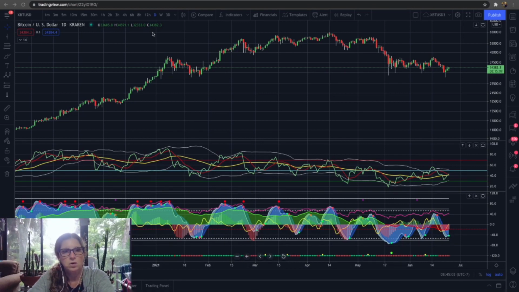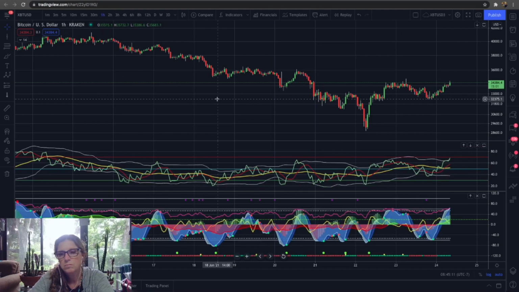So let's take a look at the 1 hour. And right now, the cipher, along with the TDI, because the TDI rules are under 30, touching or out of the band, making this pattern. So right here, we had a signal from TDI, and we had a signal from the cipher. The white crossed the blue, and you would have caught this.